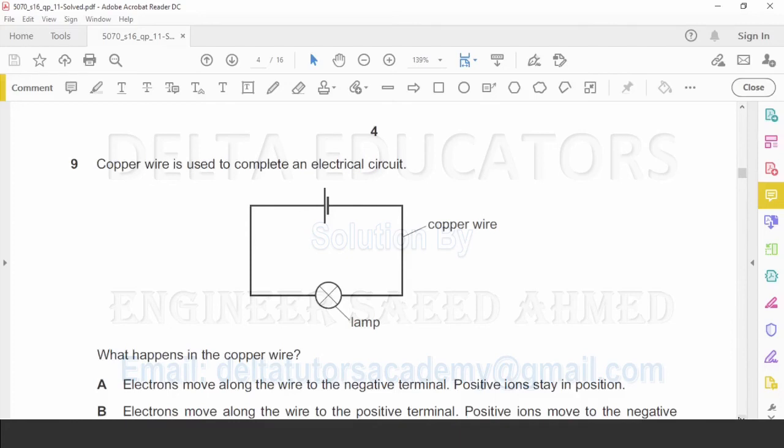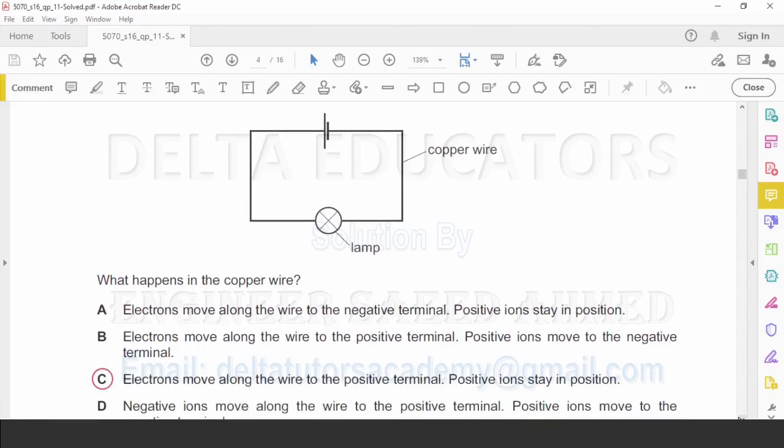Question number 9. Copper wire is used to complete an electrical circuit. What happens in the copper wire? Option A, electrons move along the wire to the negative terminal. No, it is incorrect. Electrons are negatively charged particles, so they will move toward the positive terminal, not the negative terminal. Option B, electrons move along the wire to the positive terminal. Yes, it is correct. Positive ions move to the negative terminal. No, positive ions just remain at their mean position and vibrate there. They do not move. So this point is incorrect.